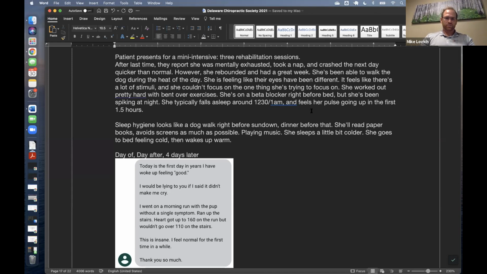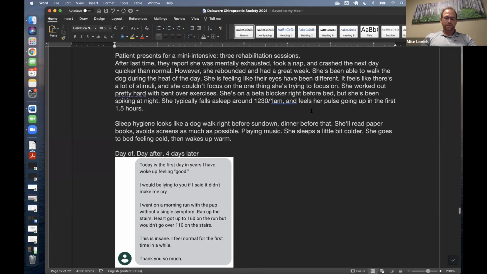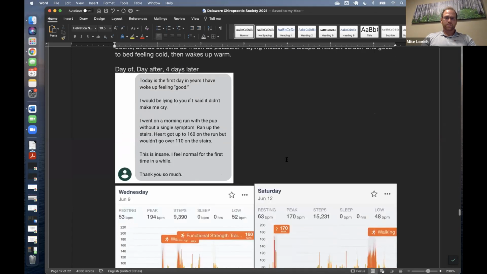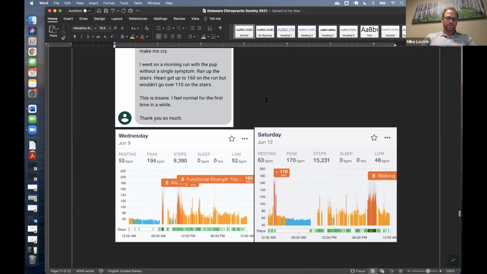All right, great. So we're through the feel good end of this little story, and then we'll have plenty of time for questions afterwards. So essentially, the day of, she texted me that, and then the day after, and 4 days later, she sent me the printout from her Apple Watch.